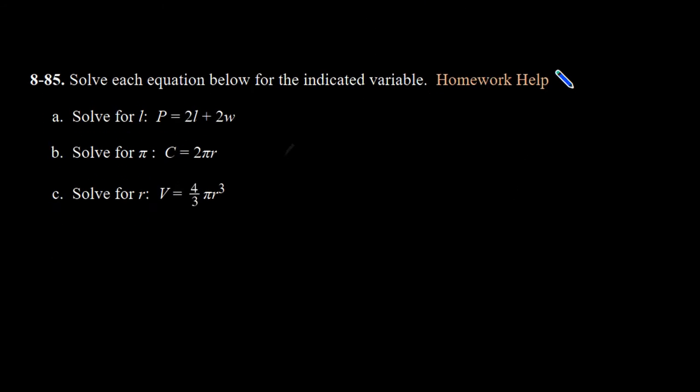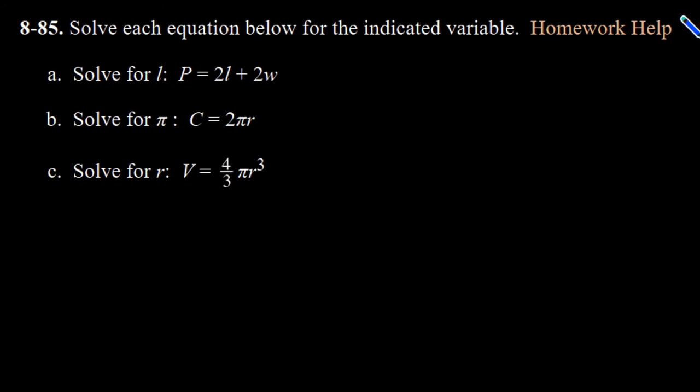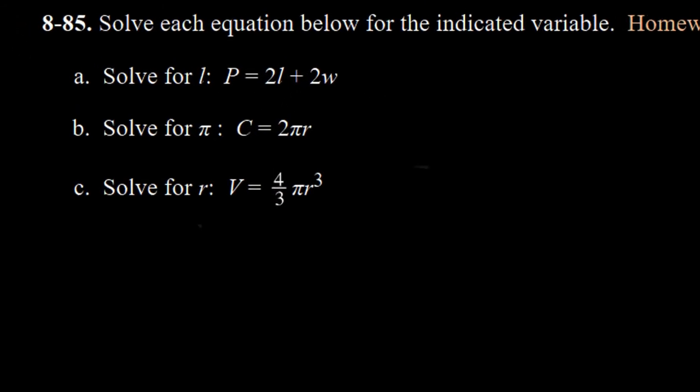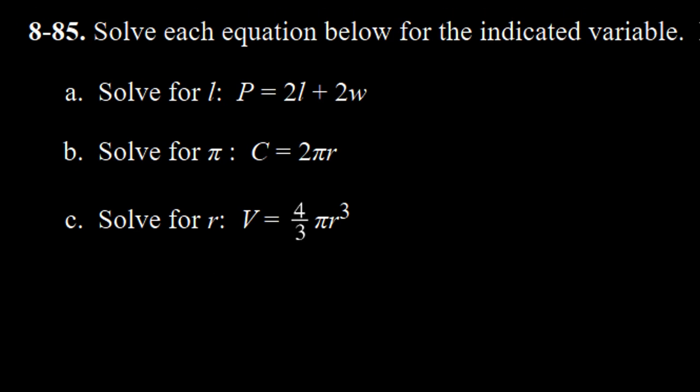Moving on. It says solve each equation below for the indicated variables. Okay, so first of all we want to be solving for L. So you can see there's the L right here. So for me to solve for L, I would begin by getting rid of the 2w from both sides. So I'm going to subtract 2w from both sides. So on the one side I get p minus 2w. And on the other side, when I take away 2w, I'm just left with 2 times L.